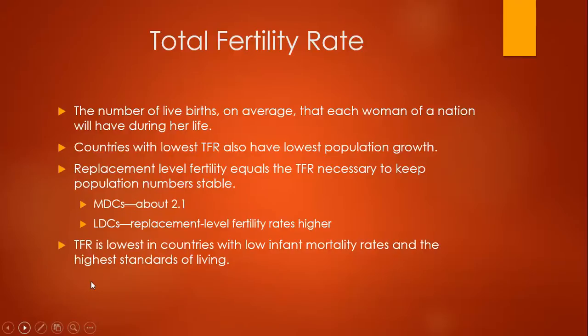The total fertility rate, as you can see here, is the number of live births on average that each woman of a nation will have during her life. The countries with the lowest total fertility rate will have the lowest population growth. In more developed countries, the replacement rate is about 2.1. Replacement rate is the number of children a couple need to have to replace themselves. So you're dealing with zero growth.